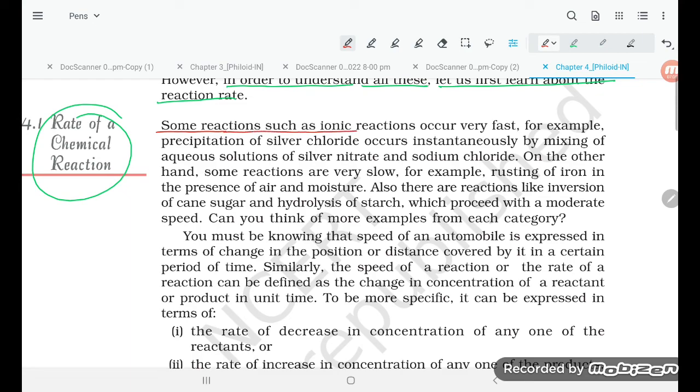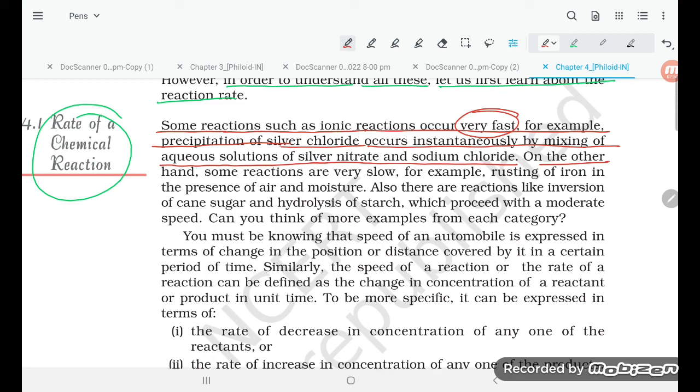Some reactions, such as ionic reactions, occur very fast. For example, precipitation of silver chloride occurs instantaneously by mixing aqueous solutions of silver nitrate and sodium chloride.